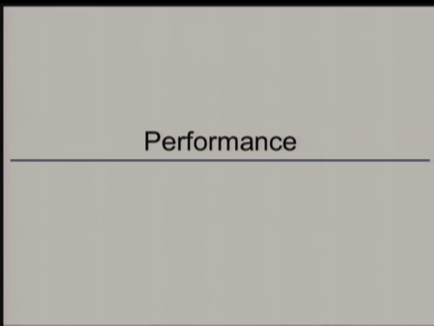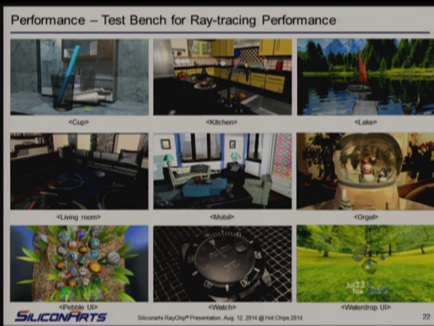Next, implementation and results will be described. Here are the test benchmarks which are used for RayChip evaluation. The number of primitives ranges from simple scenes of 5K primitives to heavy scenes of 300K primitives, which are suitable for targeted embedded applications.